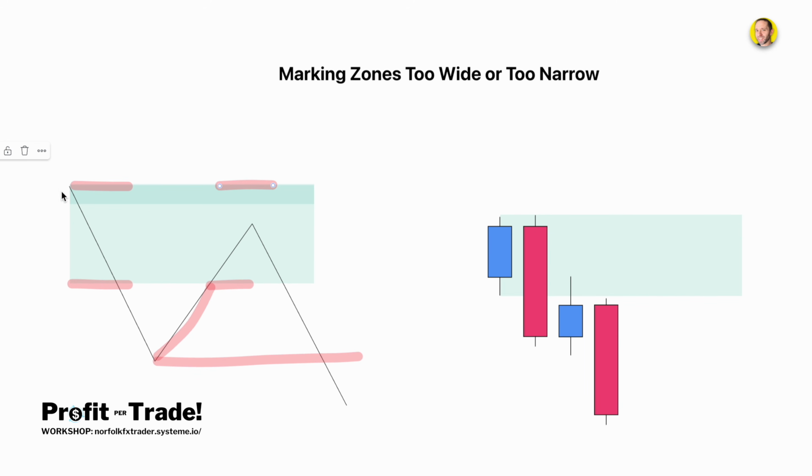Now you can mark them out as well too tight. So you have too narrow of a zone where price comes back up and it fails to trigger you in and you have a nice trade missed.